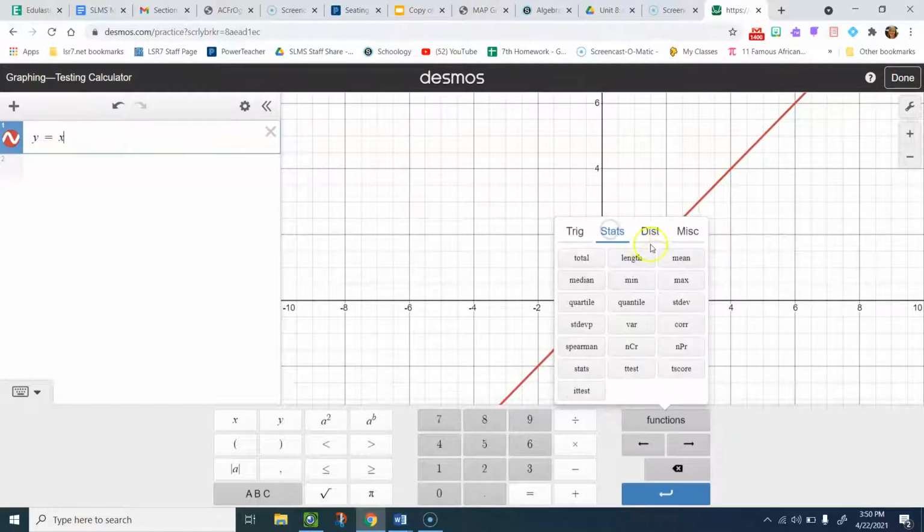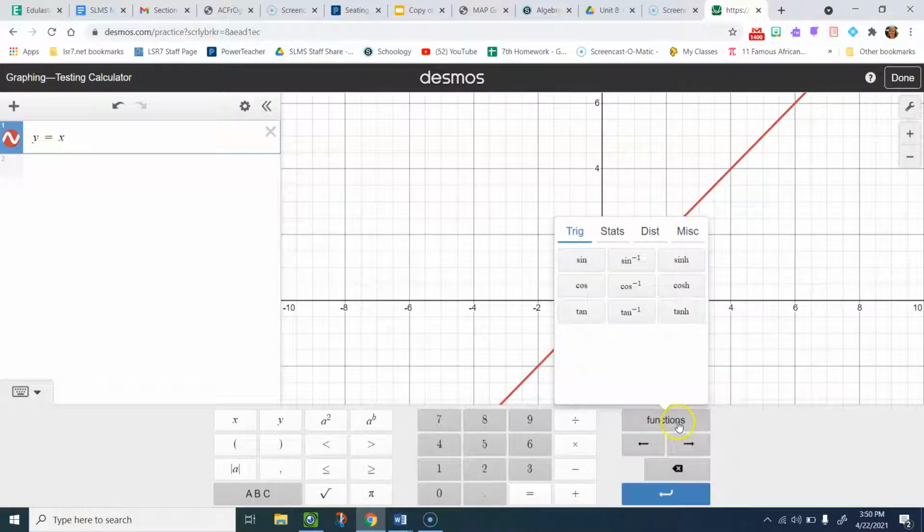Other statistics that they have, not ones that you're going to be using too much for your test, but they are there if you would need them. Let's look at the miscellaneous while we're there. If I need to do a square root, logarithms, integrals, no, probably not too much. So anyway, that's what's in the function.